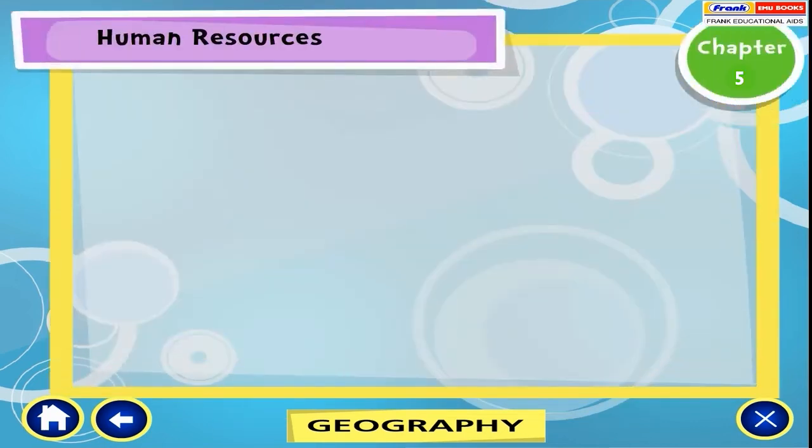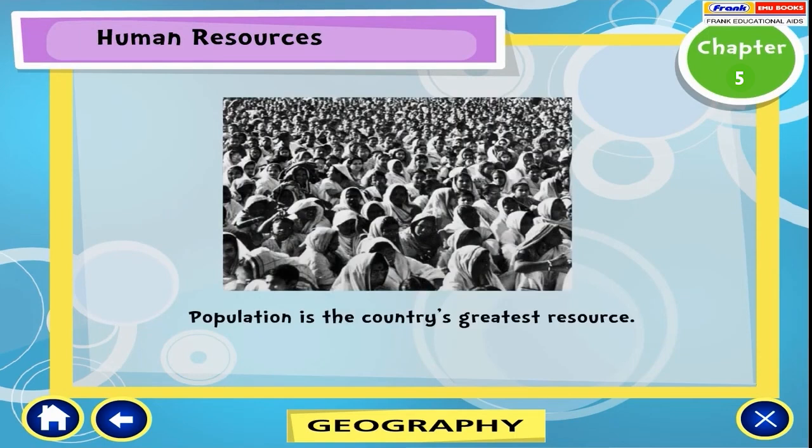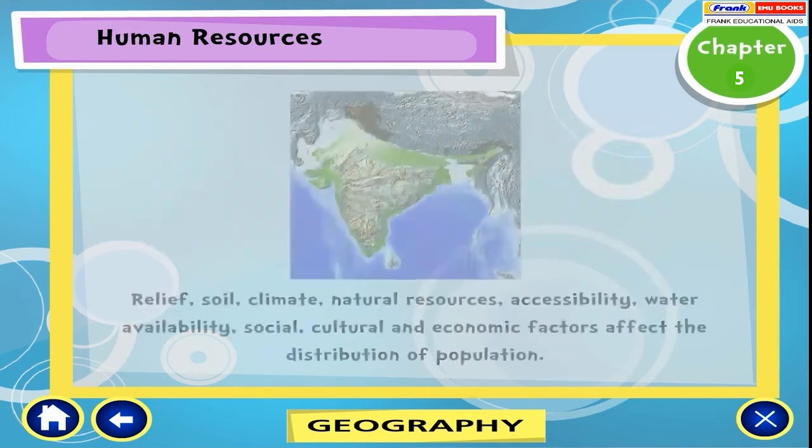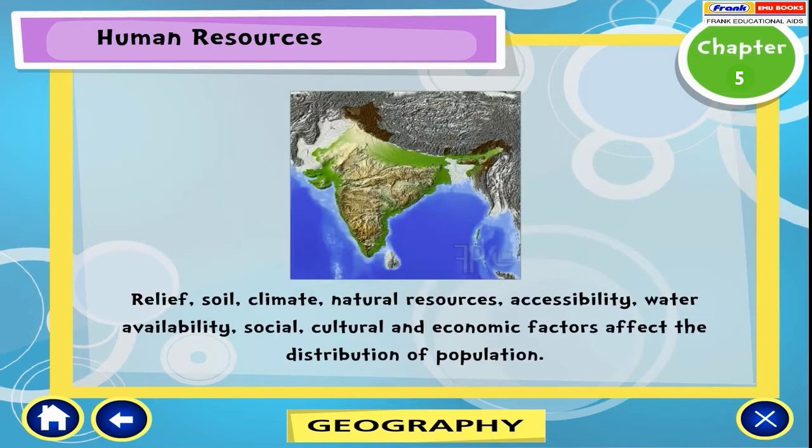Human resources. Population is the country's greatest resource. The population of the world is not evenly distributed. Some areas are densely populated, some are moderately populated, while some are sparsely populated. Relief, soil, climate, natural resources, accessibility, water availability, social, cultural and economic factors affect the distribution of population.